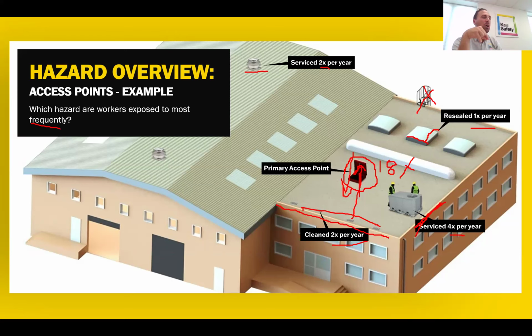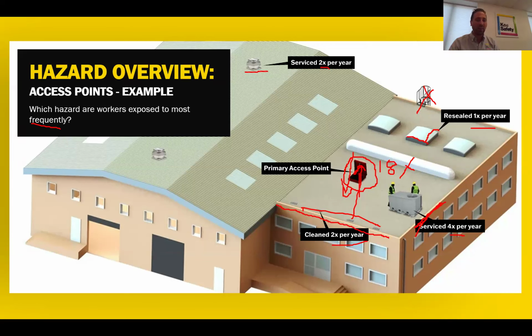Now, it's important to note that frequency hazard count is only one factor. Time of exposure is the other factor, right? So we still have to protect other areas on the roof that I'm exposed to longer, but it's a valid point around the access points.